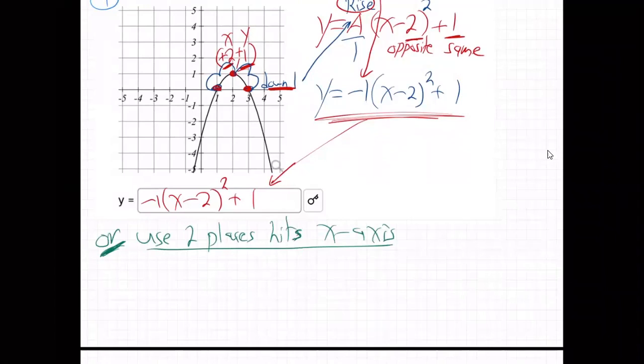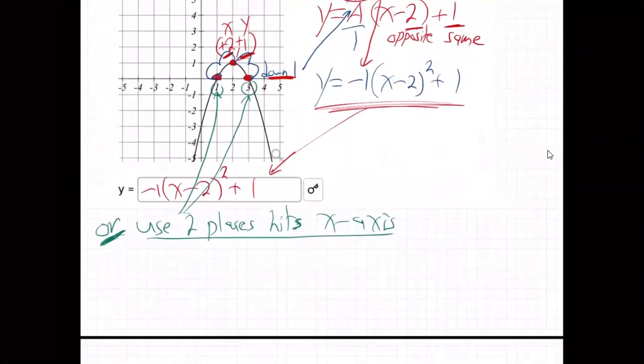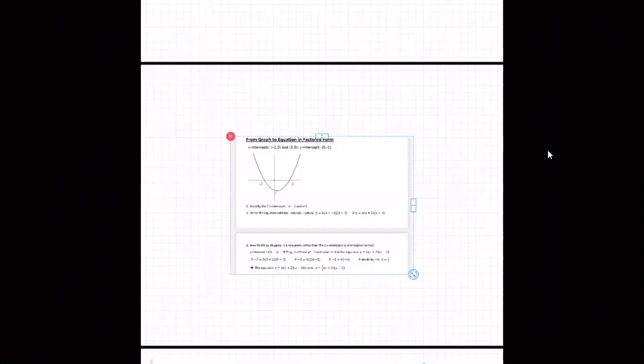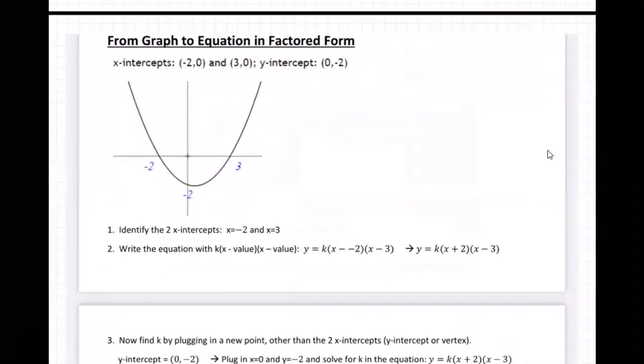Or you can use the two places it hits the x-axis. What do I mean? I mean 1 and 3. And what you do, and I'll show you these steps are here too in the notes. I put another method in the notes because you'll need to do the other method at another time. So that's why I put it in there for you. Is it here? Yeah, here it is. So from graph to equation in factored form. This will get us there in factored form.